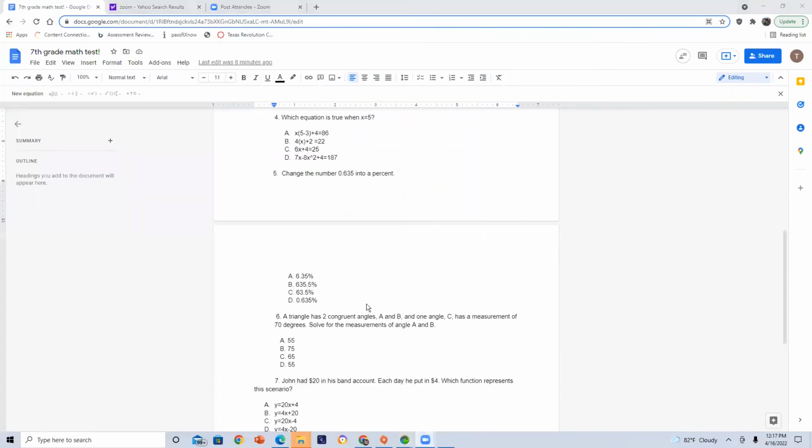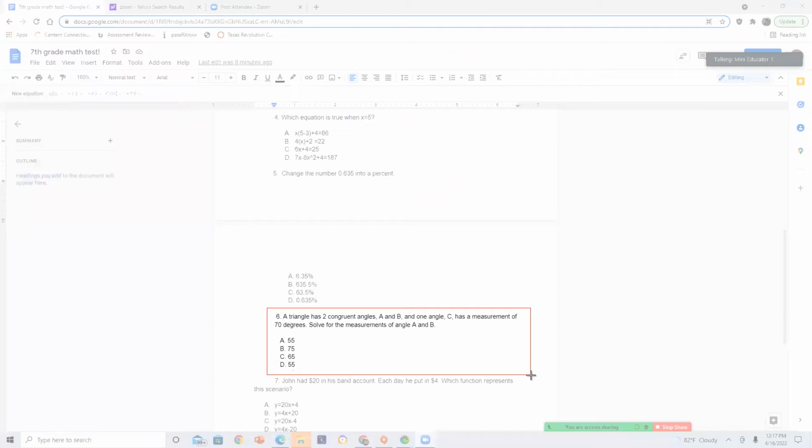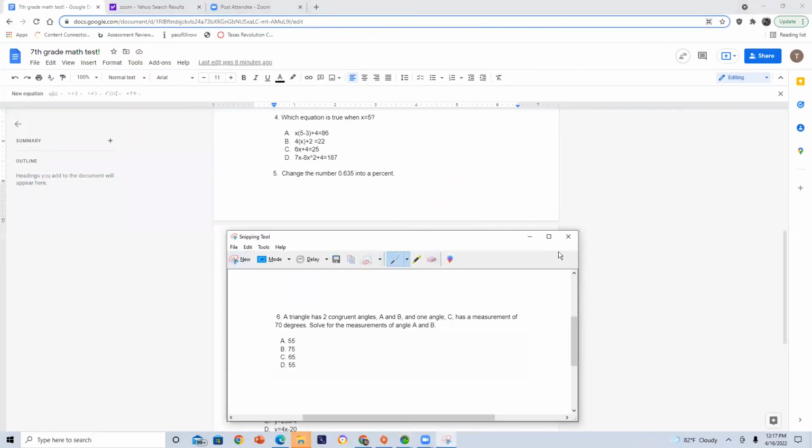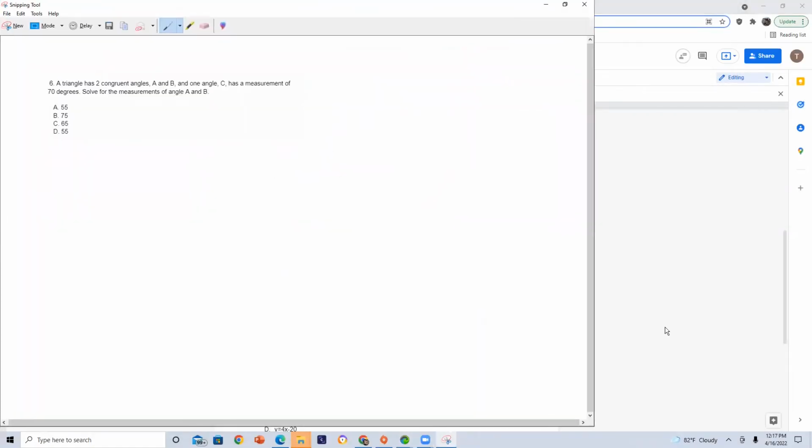Okay, now educator 2 will explain the next question, 6. Okay, take it away. Question number 6. A triangle has two congruent angles, A and B, and one angle, C, has a measure of 70 degrees. Solve for the measurement of angles A and B.